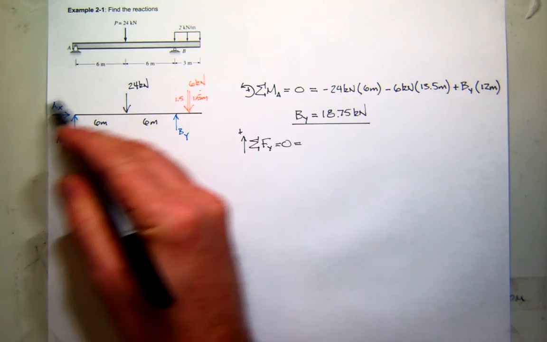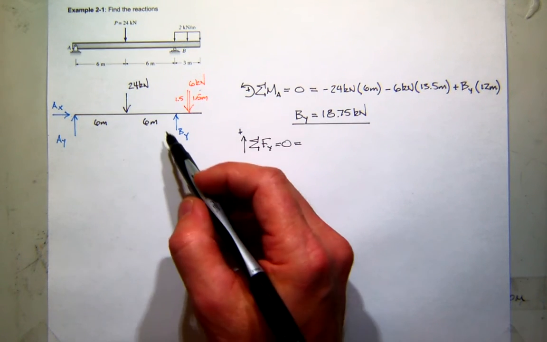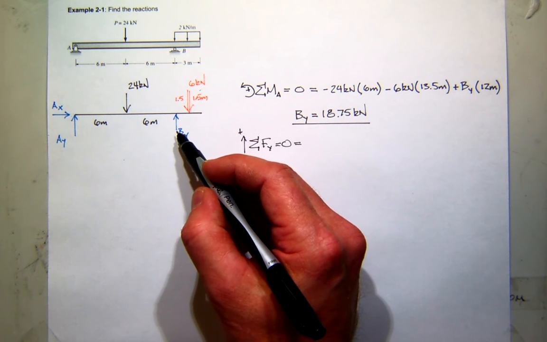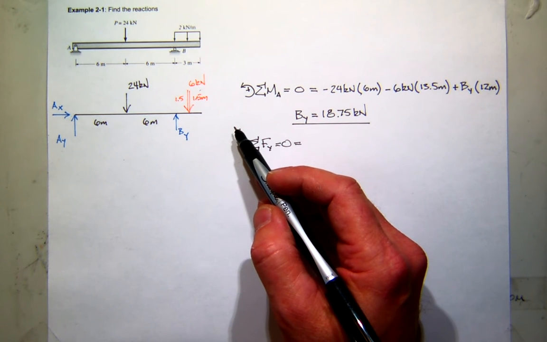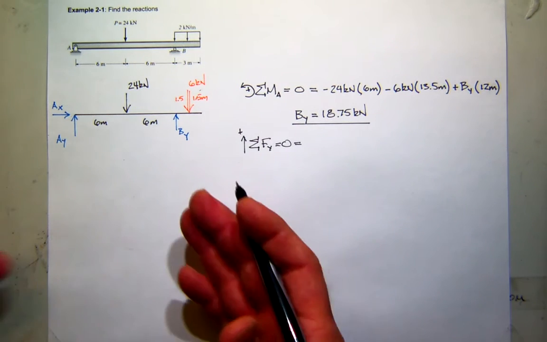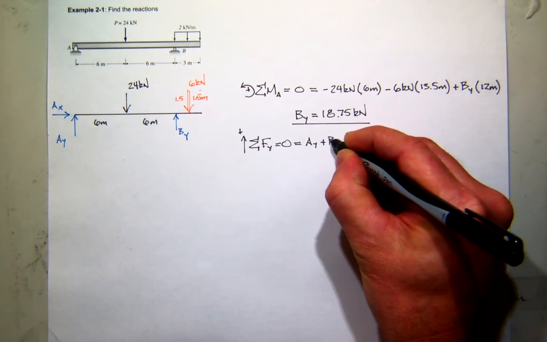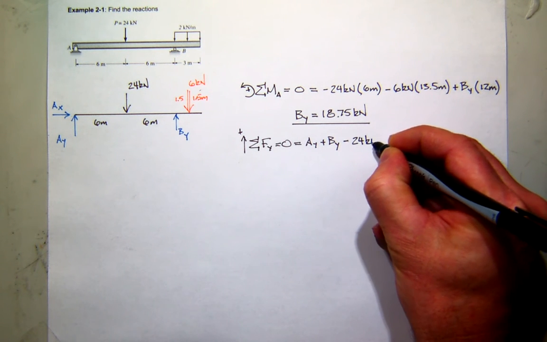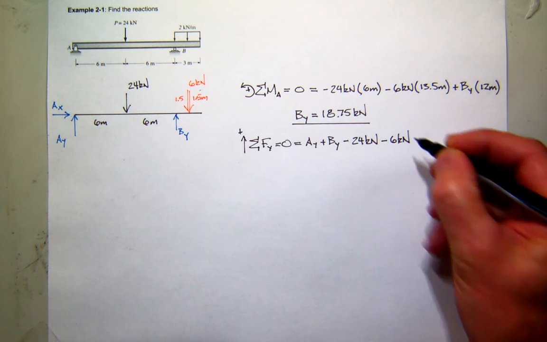And looking at my free body diagram, that's why I don't think it's a good idea to go back and start changing things. If this came out to be negative and I ran over here and changed this direction, then when I read your equation, it does not match your free body. It looks to me like you made a mistake. So leave things alone. Now looking at my free body, I've got AY acting up, BY acting up, 24 kilonewtons acting down, and 6 kilonewtons acting down.